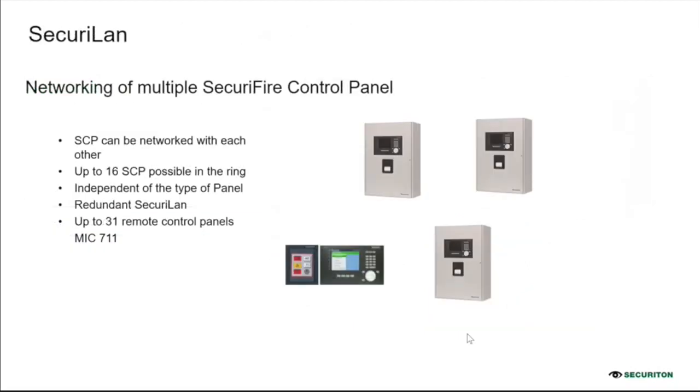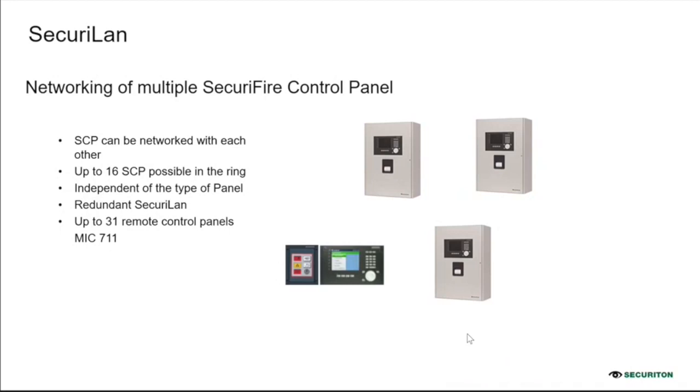As I said, 2000, 3000 can be networked together. For the SecuriLAN, we can connect together up to 16 panels. Every panel is independent, but we can connect them together to share the information. And we can realize a redundant connection, because this is a must for the norms. Then we will show you how we realize this redundant connection, because there are different topologies.